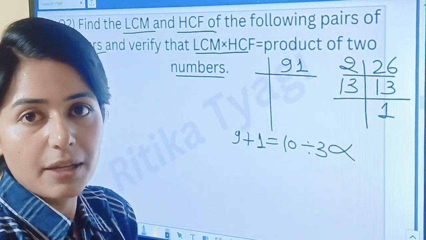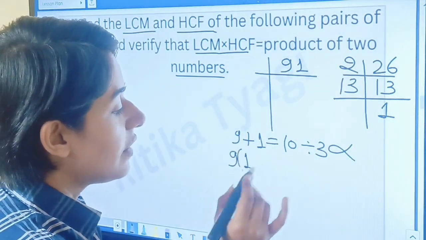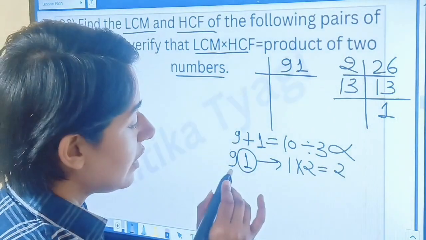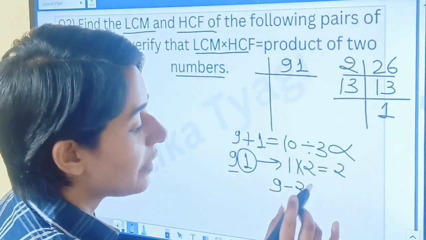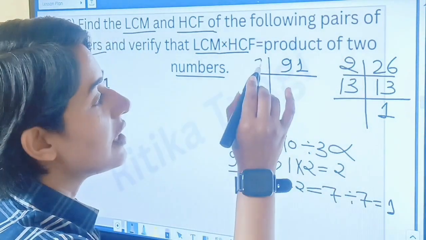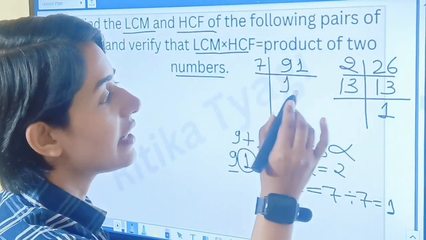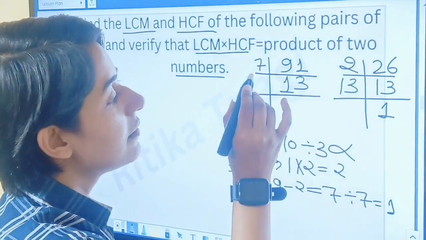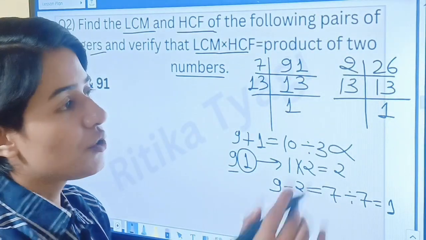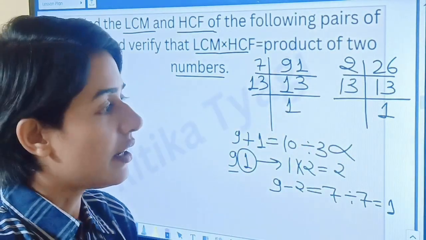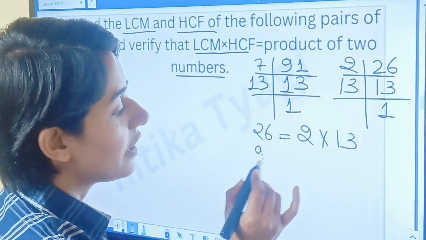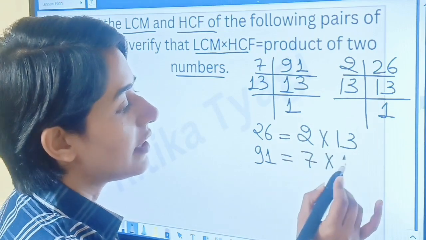Now we have to check the divisibility by 7. For 7, the last digit, that is 1, we multiply by 2 and we get 2, and from the remaining digit, that is 9, we subtract this 2, we get 7, and here 7 is divisible by 7, we get 1. So this number is divisible by 7 and we get 13. As 13 is a prime number, it is divisible by itself. So we have factorized 26 as well as 91. Factors of 26: 2 multiply 13. Factors of 91: 7 multiply 13.